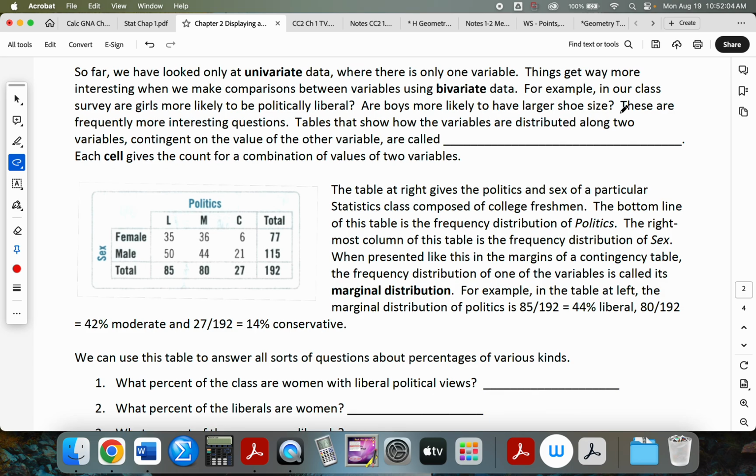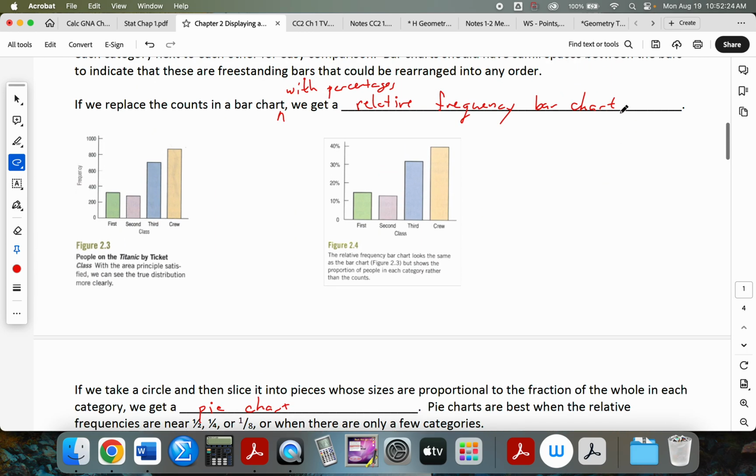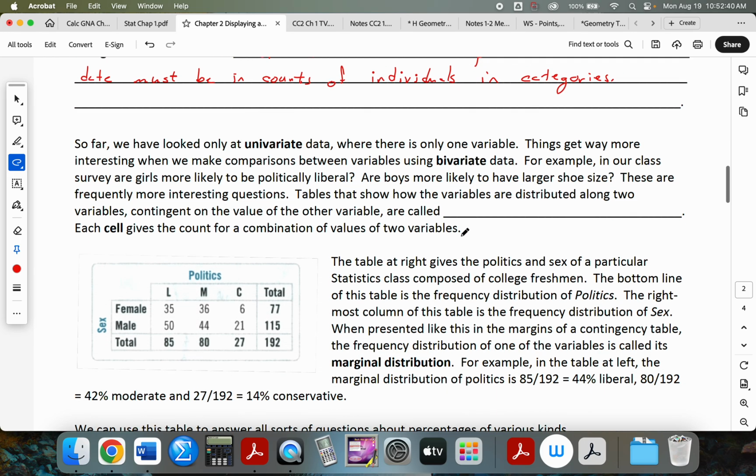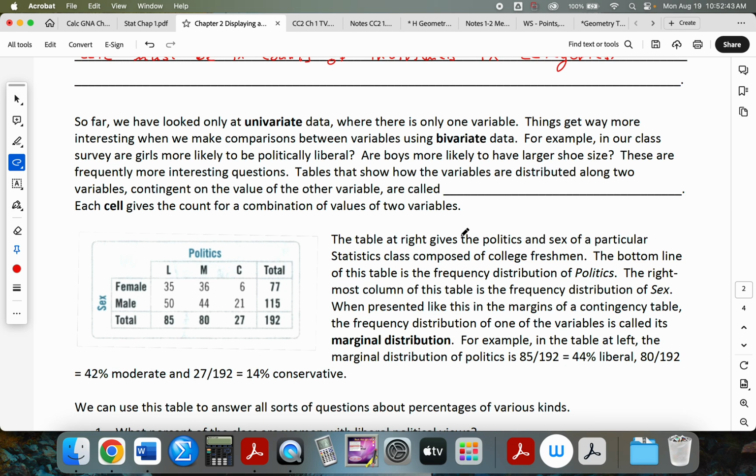All right, so far, we've only looked at what's called univariate data, where there's only one variable. And honestly, univariate data is fine for giving some context, but there's not a lot you can do with it. When you look back at this, you're like, okay, there were more crew than anything else. And interesting, more first class passengers than second class passengers. Huh, and you're pretty much done. Right? There's not a whole lot there. But when you get bivariate data, it gets a lot more interesting.